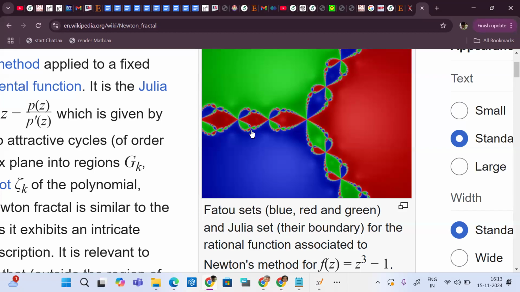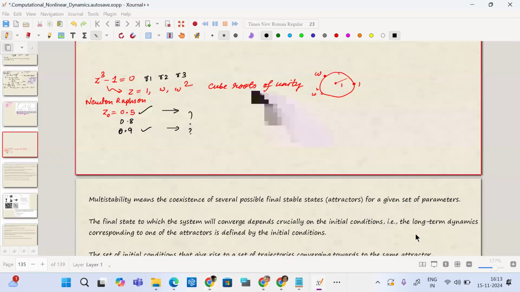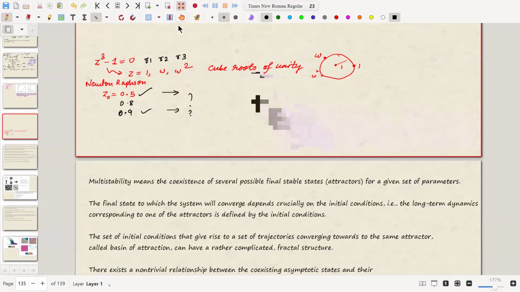Basin of attraction. This is known as a basin of attraction because throughout this grid, you see which point converges to which root, and you mark that with a color. That's how you generate this basin of attraction diagram. Got that? So what I meant to say is the basin of attraction diagrams are usually fractals. That's what you see here. So this is what I am trying to motivate you about multistability. Hope it is clear.